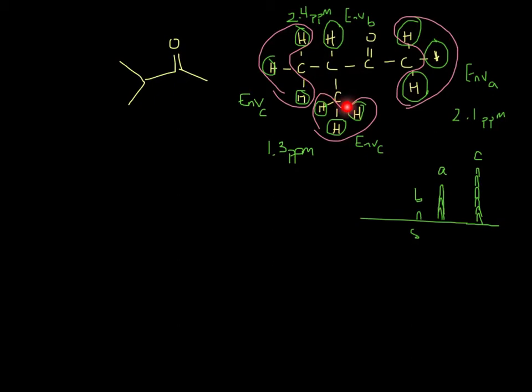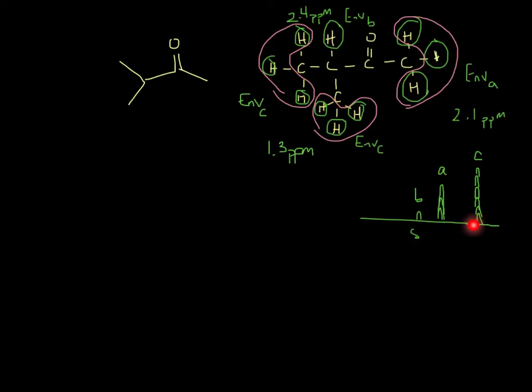All right, so here are two things we can take away by looking at this spectrum. The first is we can tell that there are three discrete environments, A, B, and C. The second thing we can tell is roughly how close they are to something that is shielding or de-shielding them.